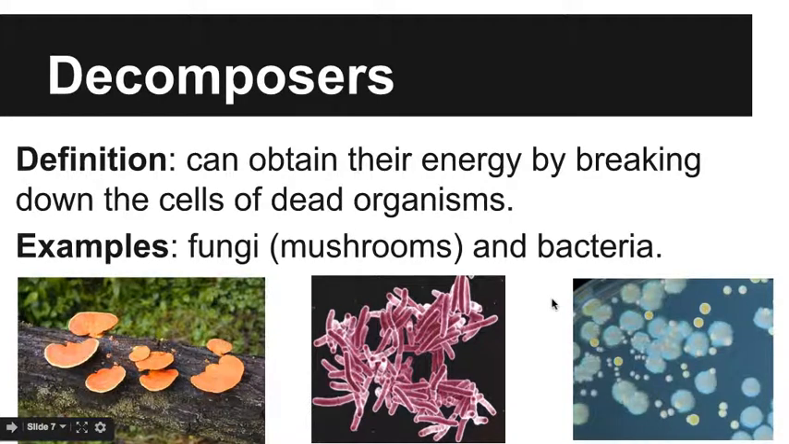Decomposers. So after the plants, animals, bacteria, after everything dies, it is eventually broken down by a decomposer. They obtain their energy by breaking down the cells of dead organisms. So here's an example of fungi growing on a dead tree. And here's a picture of bacteria. Different types of bacteria will also break down dead organisms to get their energy.